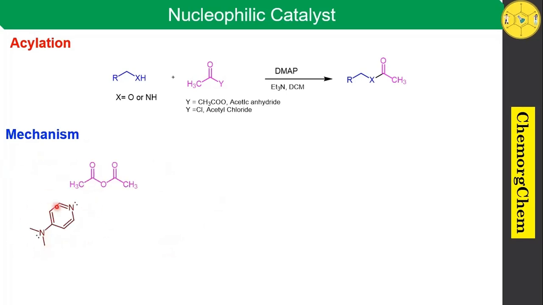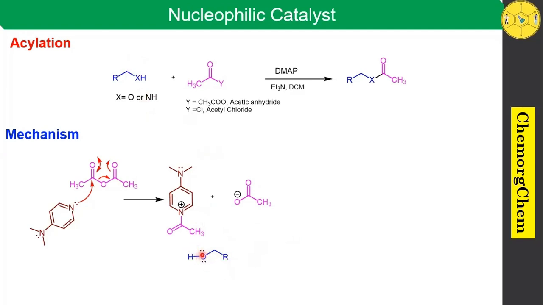Initially, DMAP reacts with acetic anhydride. Now you see acetic anhydride has two carbonyl carbons. Our DMAP readily reacts with one of the carbonyl carbons to produce the corresponding acyl dimethylaminopyridinium cation as an intermediate, which readily reacts with alcohol. Now we can take the alcohol as one of the examples.